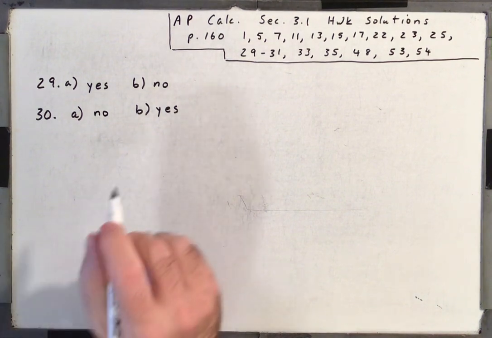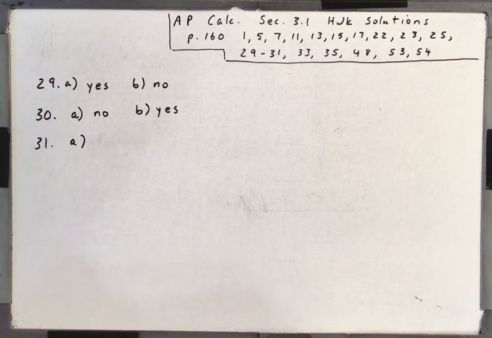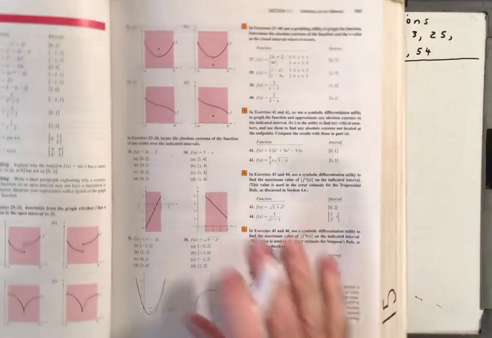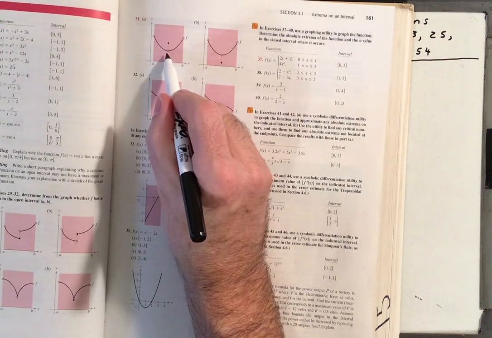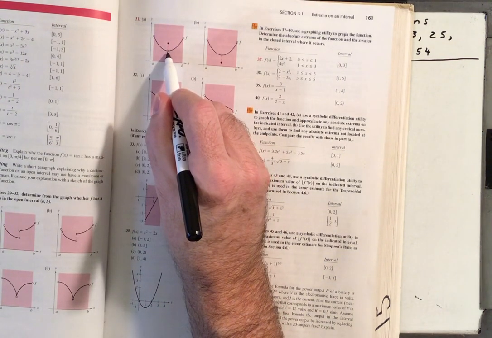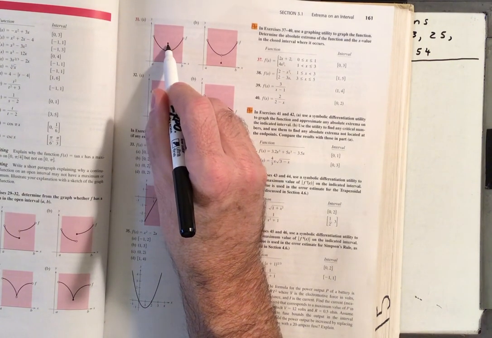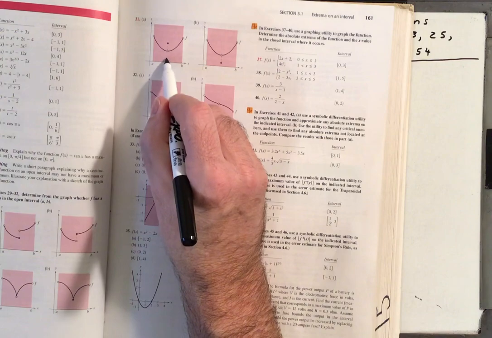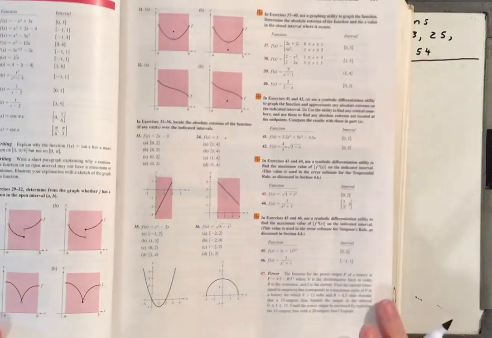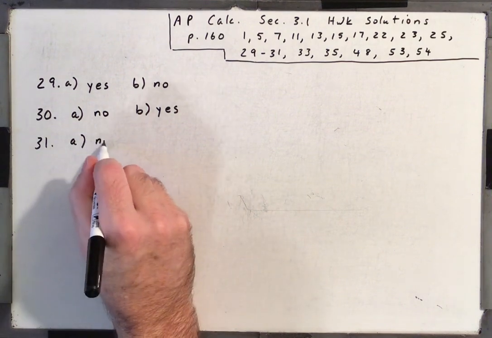Okay. And then 31. The minimum is right down here. That's the lowest point on the graph, and it's at an open circle, so the answer is no. So that point there doesn't help. Now, if the point was down below, then we could count it, yes, but it's not the case here. So the answer on 31A is no.